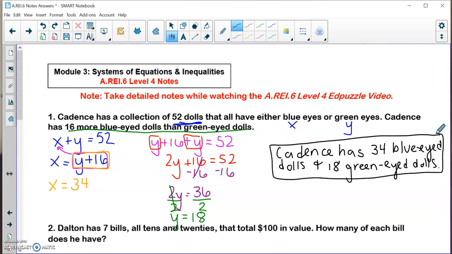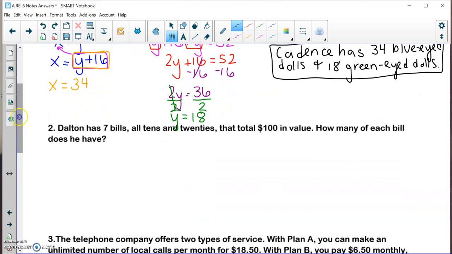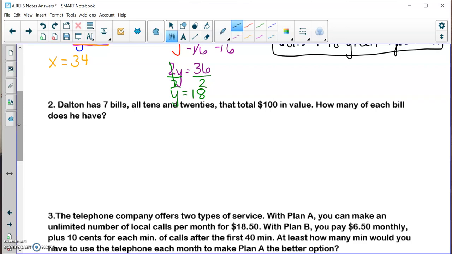Okay, moving on to number 2. Dalton has 7 bills. All of these bills are 10s and 20s, and they total $100 in value. How many of each bill does he have? So let's make x represent the number of $10 bills and y represent the number of $20 bills. He has 7 bills in total, so if I take the number of $10 bills plus the number of $20 bills, this would be 7 bills total.